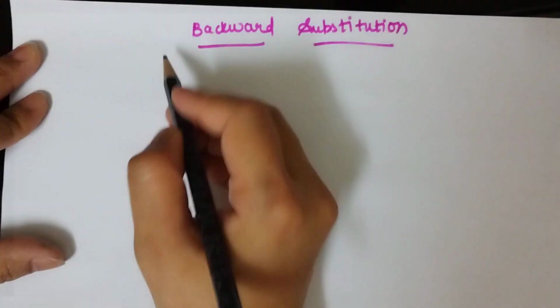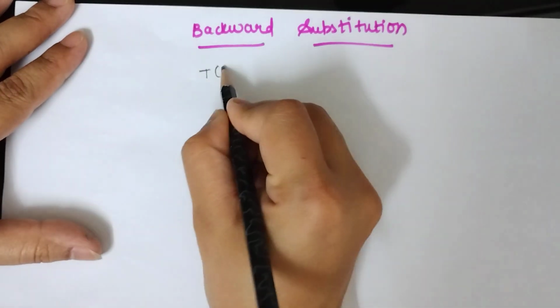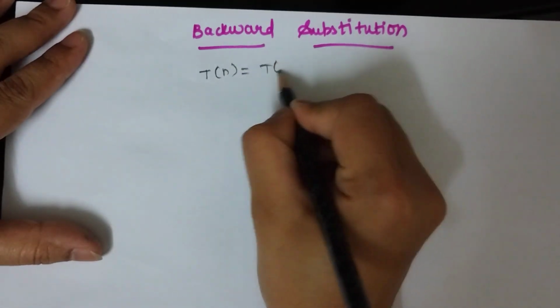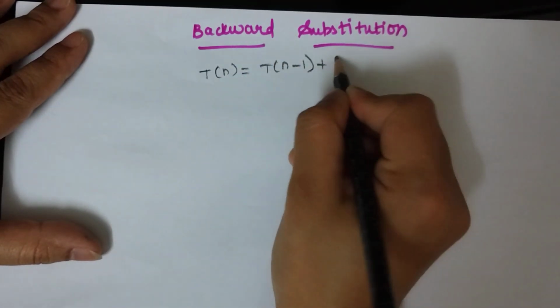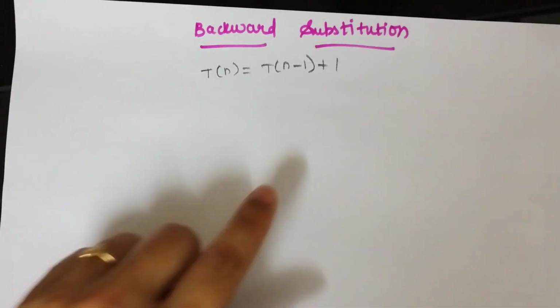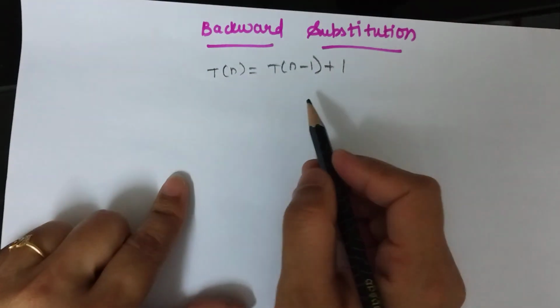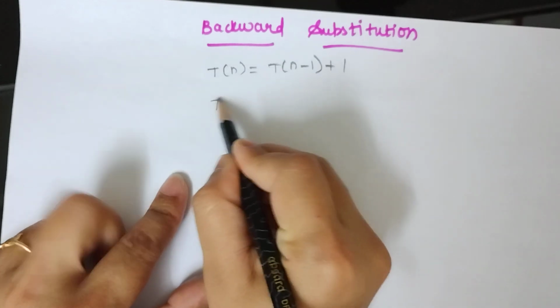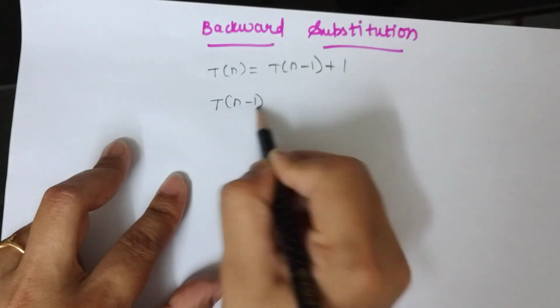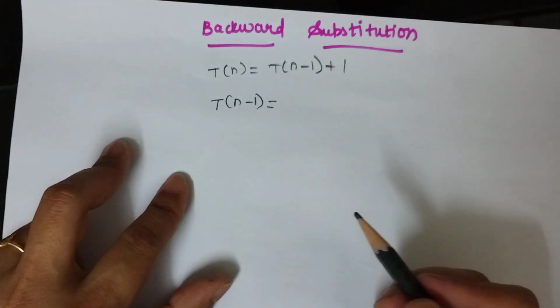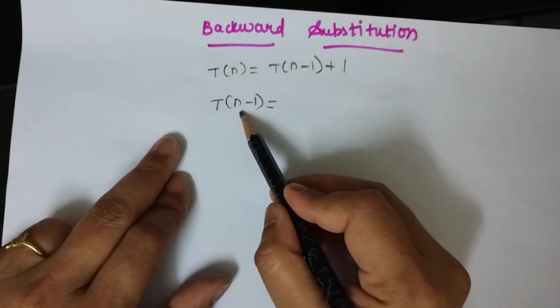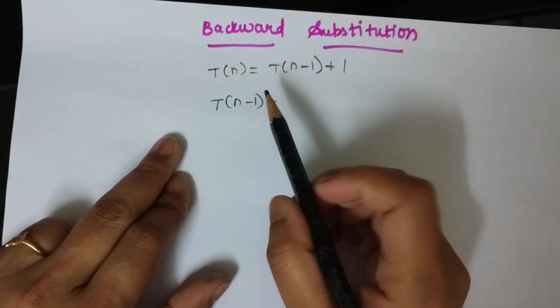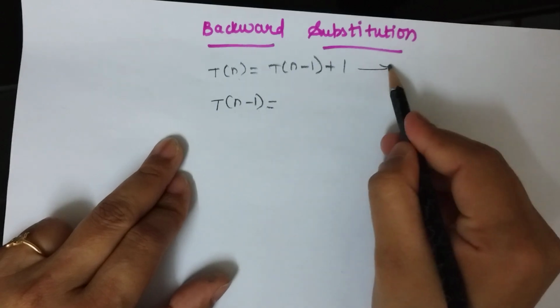Coming to backward substitution, how do we apply it? This is the recurrence relation that we found for the problem. And for this recurrence relation, how do we apply backward substitution? First you need to find T of n minus 1. What will be the result of T of n minus 1? You are going to substitute n minus 1 in place of n in this equation.